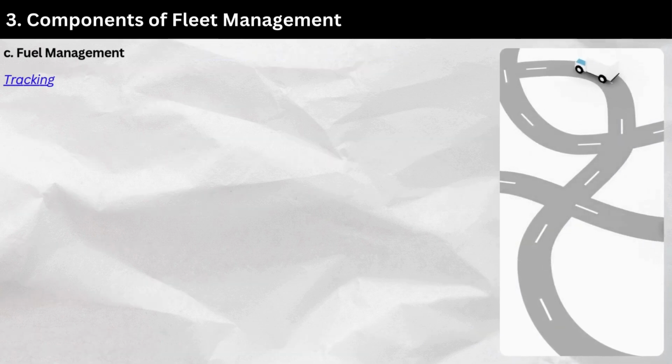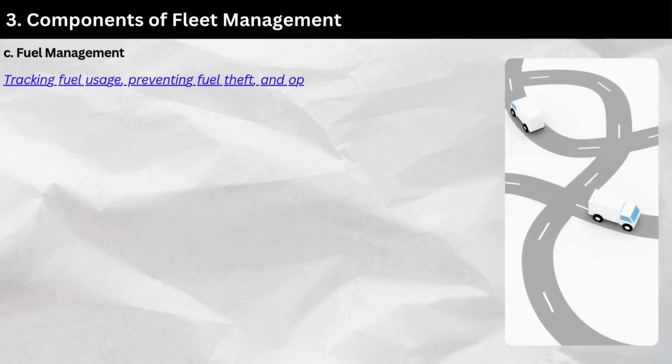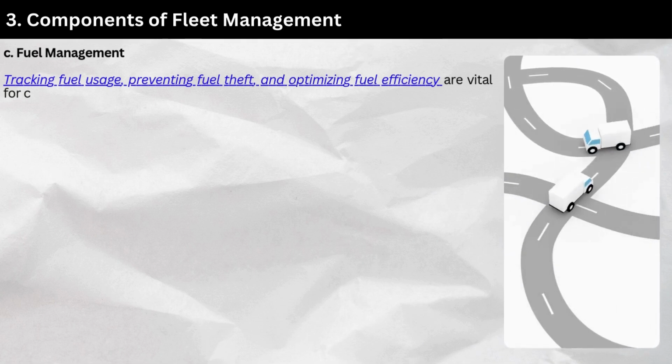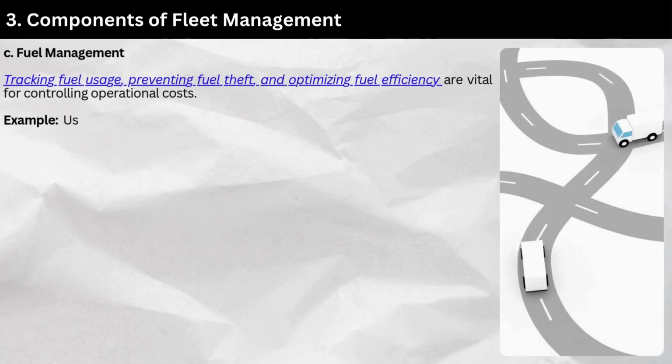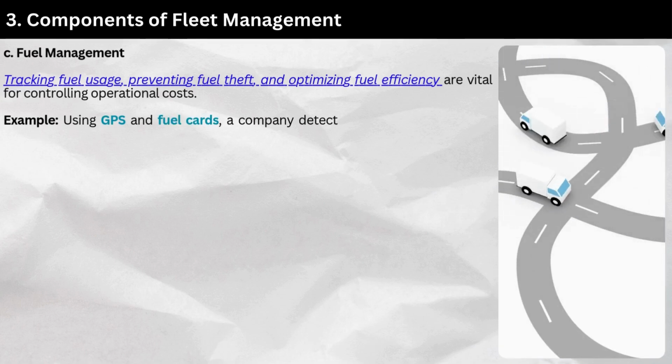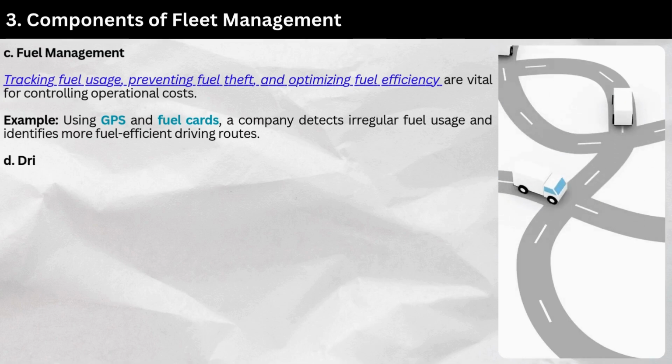C. Fuel management. Tracking fuel usage, preventing fuel theft, and optimizing fuel efficiency are vital for controlling operational costs. Example, using GPS and fuel cards, a company detects irregular fuel usage and identifies more fuel-efficient driving routes.